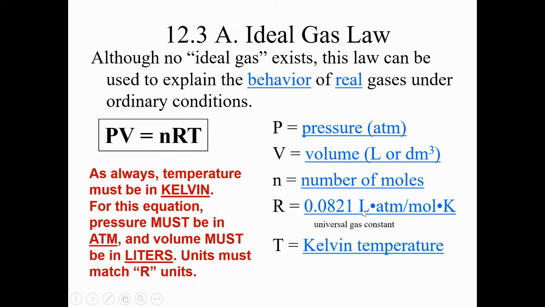If we wanted to use some other unit of volume or some other unit of pressure, you would then have to use a different R value. So rather than giving you several different R values and you trying to figure out which one to use, just make sure that your pressure is in atmospheres, convert if necessary. Your volume is in liters, convert if necessary. And the temperature that you plug in and the temperature of your answer will both be Kelvin. If you need to, convert back and forth between Kelvin and Celsius.